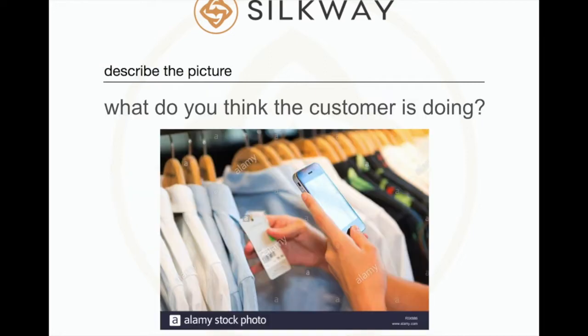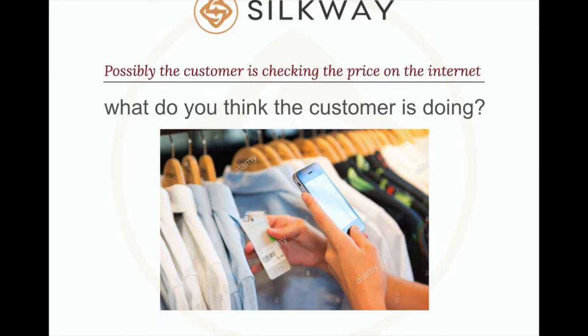We will start from this. Describe the picture, please. What do you think the customer is doing? In this picture, we can see that the customer, the person who wants to buy things, is holding the phone and the price tag. This might mean that possibly the customer is checking the price on the internet. And actually, this has a name, showrooming.